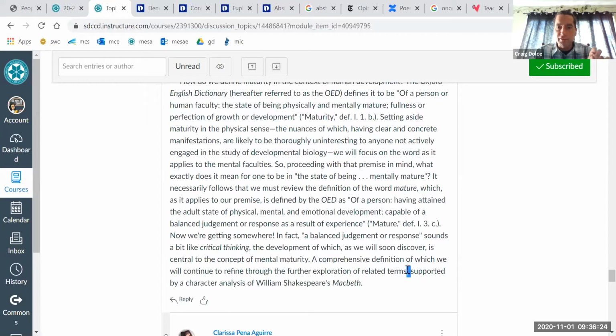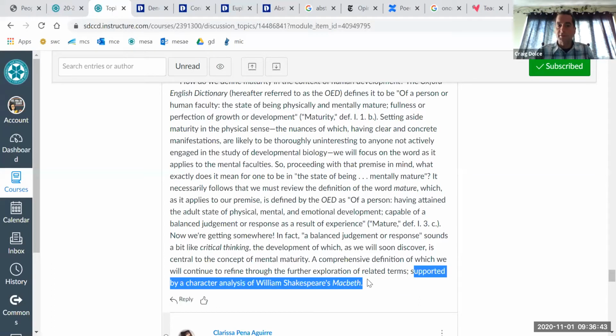Now here, great use of the semicolon for the pause, but you got to make the second part a complete sentence. This will be supported by a character analysis of William Shakespeare's Macbeth. You could add "this will be" here, or you could turn that semicolon into a comma if you just want to keep this dependent clause: supported by a character analysis of William Shakespeare's Macbeth.